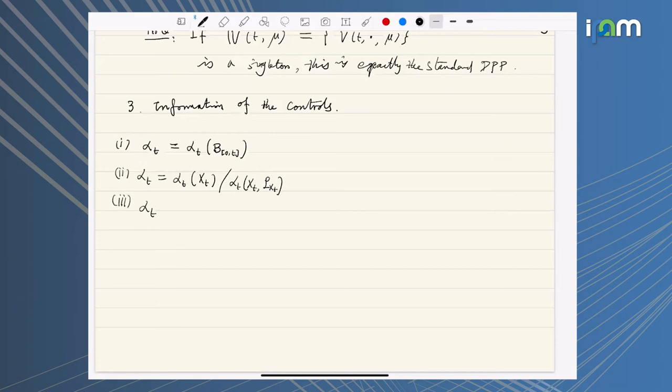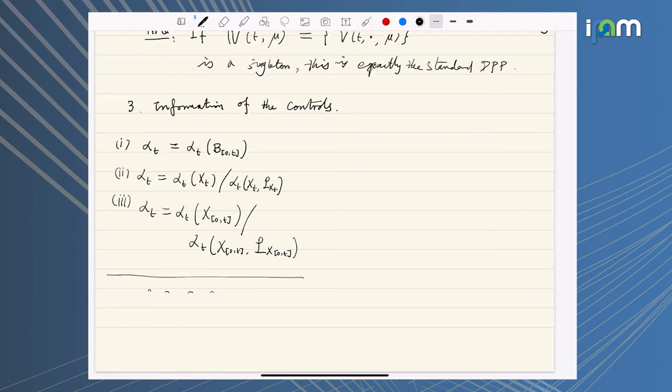The third one is, what if it's path dependent, still closed loop? So it depends on, and of course here, correspondingly I'll write it here, alpha t of x from zero to t and the law of x from zero to t. So which one should we choose? Which one should we choose? Well, in principle, of course, there are others like the mixed strategy or depending on both x and b, etc. Okay, so let's restrict to here.